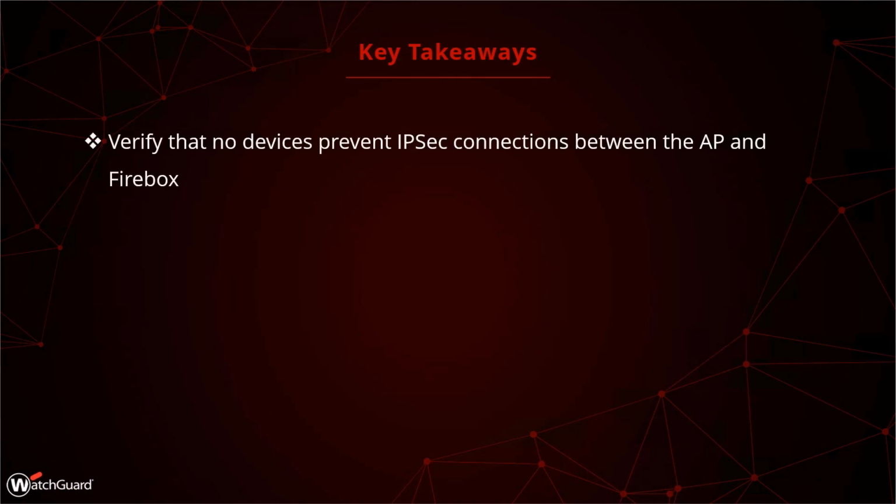To wrap things up, you need to verify that there is nothing between the access point and the Firebox that would prevent IPsec communication, because these IKEv2 connections need to make it from the AP to the Firebox. If there's another firewall or some router or some other device between them that's preventing that, then of course the VPN will not connect. It's also a good idea to test that the mobile VPN connection works from that location using a laptop or something else, just to make sure everything is good.